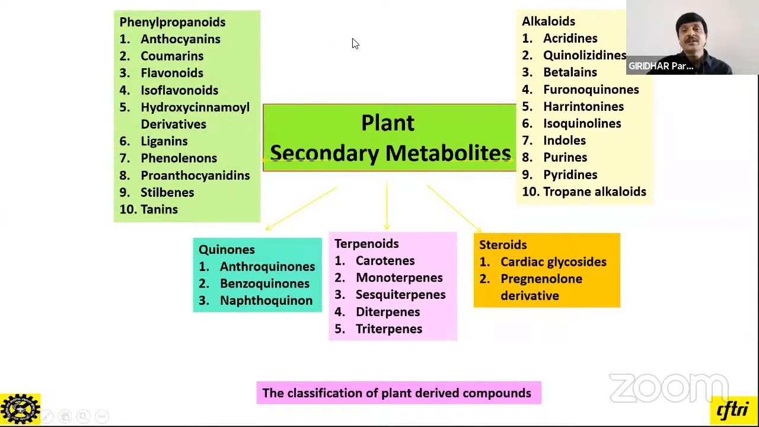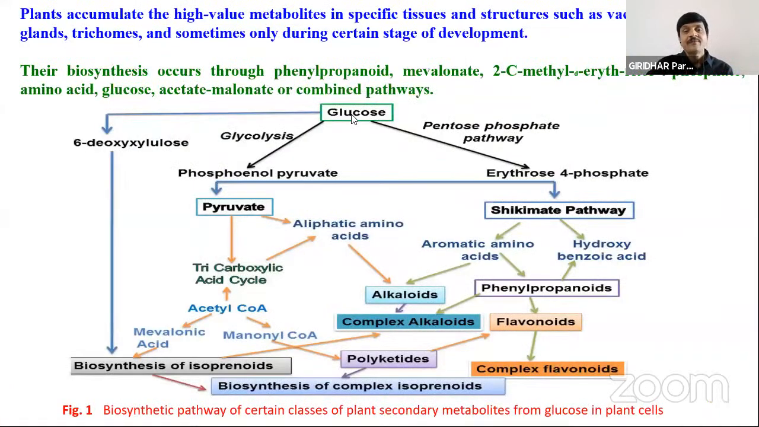Especially the most important ones are the shikimate pathway and the phenylpropanoid pathway. The end products of this phenylpropanoid pathway are anthocyanins, flavonoid molecules, polyphenolic compounds, lignans, stilbenes, tannins, and so on. Similarly, terpenoids are another important class: monoterpenes, diterpenes, sesquiterpenes, etc. Steroids, and another important class is alkaloids, which we are going to talk about now. So this is a glimpse of what I have mentioned.